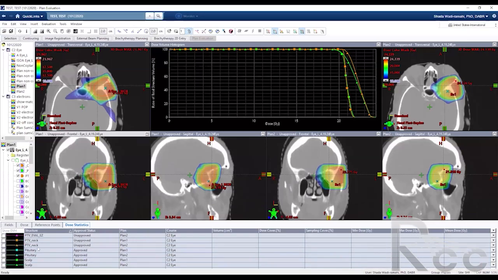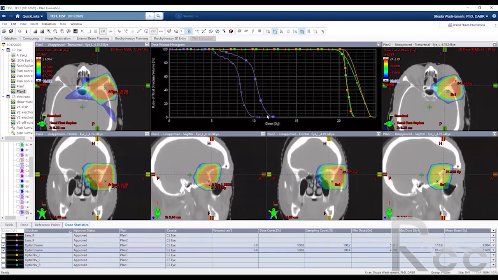Let's take, for example, the optic chiasm. So this is plan 1. This is what everyone said, we like plan 1. And this is plan 2. You see, it's much better for the organs at risk, and that's because this is a more conformal plan. So this is done with 4 beams, and this is done with 3 beams.